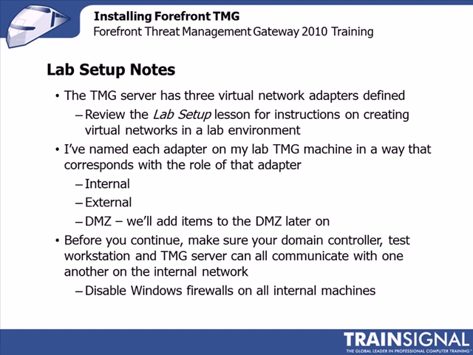I like naming network adapters, particularly on servers that have multiple network adapters. Therefore, I've actually named each adapter in my lab threat management gateway machine in a way that corresponds with the role of that adapter: internal, external, and DMZ. If you're following along at home, make sure that before you continue, all of the machines on your internal network can still communicate with one another, particularly if you're using a virtual environment to create all of this stuff. And make sure that you also disable the Windows firewalls on all of the internal machines. Now, in a production environment, I may not make that recommendation, but for the purposes of learning Threat Management Gateway, we don't want other firewalls to get in the way of what we're trying to do.